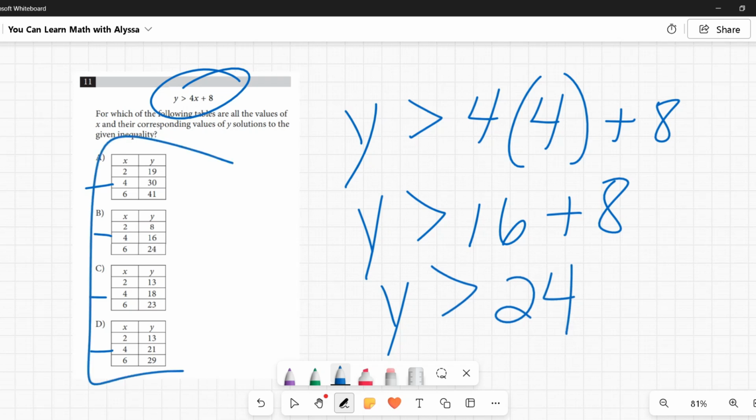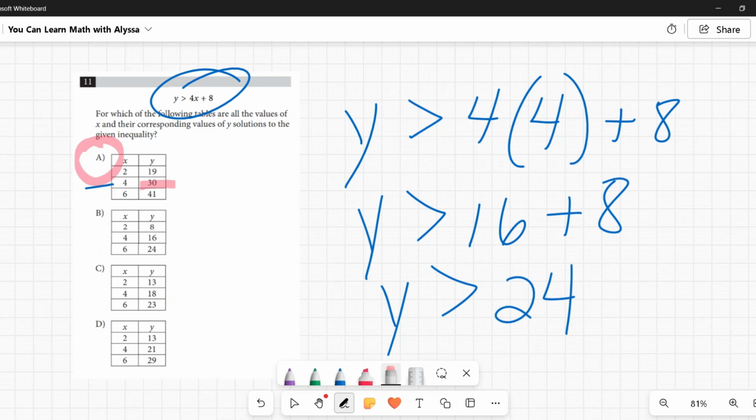So I'm going to look over here and see which of these has a y value that's greater than 24. All right, this one does. 30, so that's a possibility. 16, nope. 18, nope. 21, nope. Looks like we have our answer here with A.